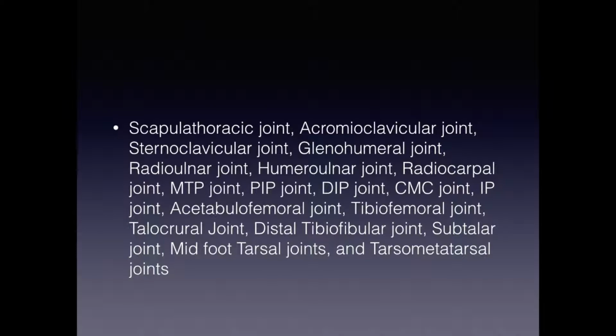The main joints and articulations being utilized are as follows: scapulothoracic joint, acromioclavicular joint, sternoclavicular joint, glenohumeral joint, radial ulnar joint, humeral ulnar joint, radiocarpal joint, MTP joint, PIP joint, DIP joint, CMC joint, IP joint, acetabulofemoral joint, tibiofemoral joint, talocrural joint, distal tibiofibular joint, subtalar joint, midfoot tarsal joints, and tarsometatarsal joints.